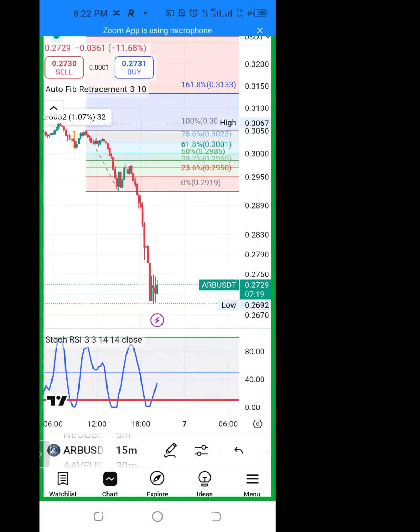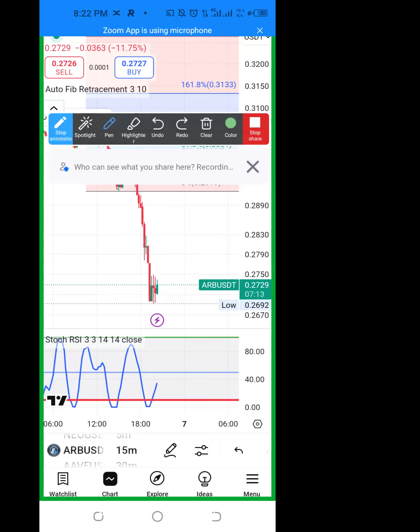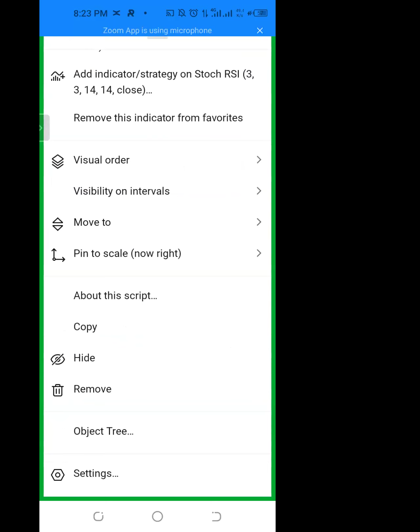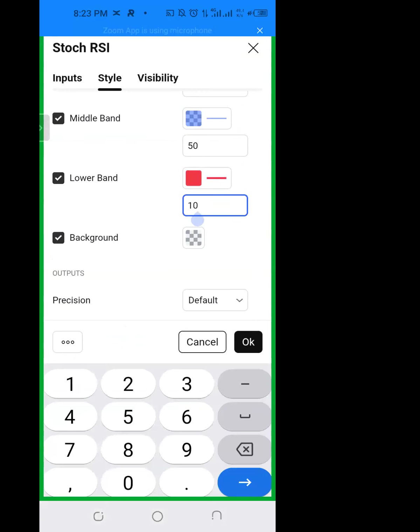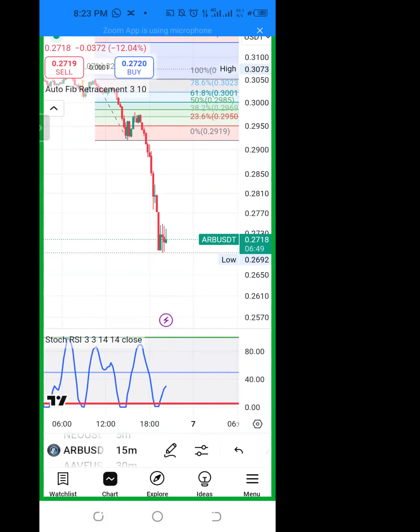It means that the stochastic RSI goes below the 10 signal value before it starts turning up. Let me even change it to 5. Let me see whether it went lower than 5. You can see that it went lower than 5. Wow.